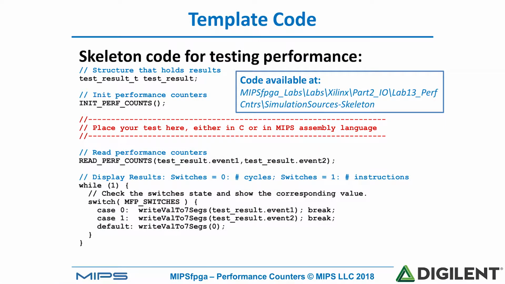We also provide skeleton code for using the performance counters. It begins by initializing the performance counters. You would then insert your own code that you want to measure, and then it reads the values of the performance counters and displays them on the 7-segment displays. If the switches are 0, it displays the number of cycles on the 7-segment displays. If the switches are equal to 1, it displays the number of instructions executed.